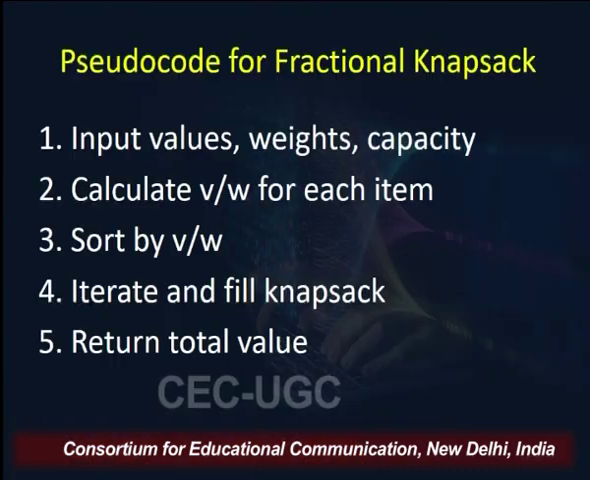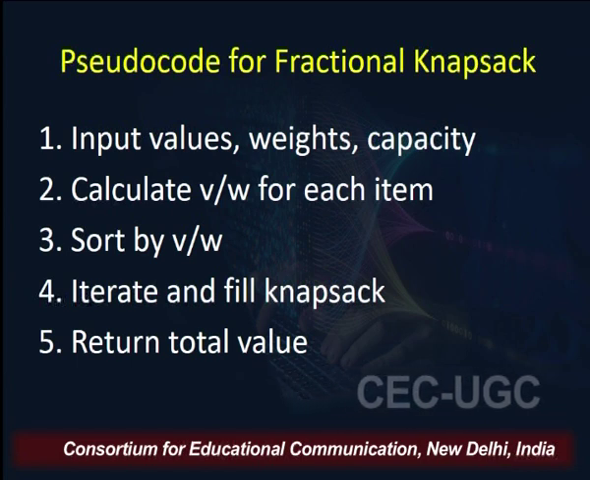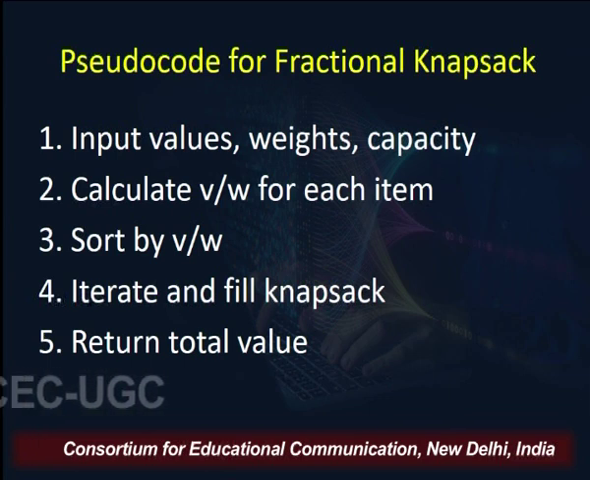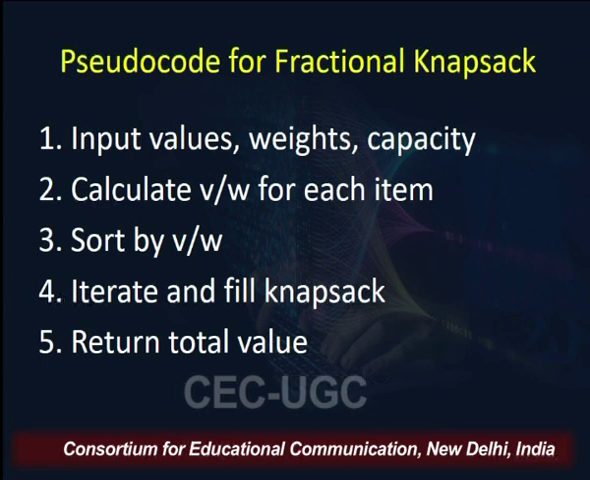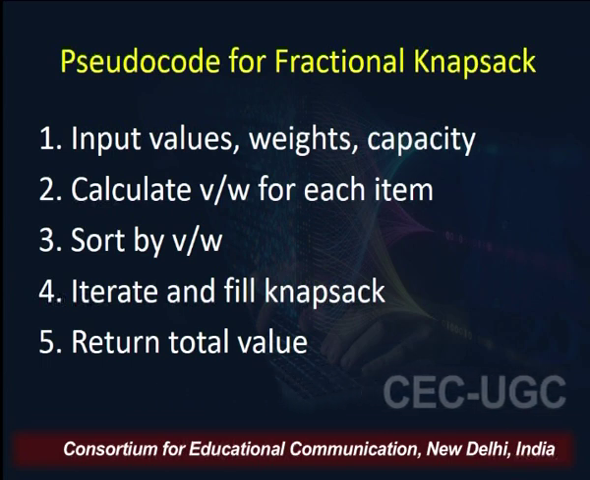So, if we look into the pseudocode, we input the values, weights and capacity in the form of variables: value as an array variable, weight also as an array variable, and then there is the capacity. We will calculate V by W, sort all the items by their V by W, and then iterate and fill the knapsack, and finally we get the total value, and this whole problem is obviously bounded by the capacity of the knapsack.